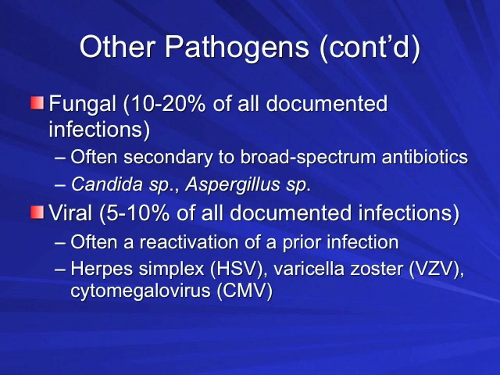And last of all here is viral. Viral infections only make up about 5 to 10% of all documented infections in neutropenic patients, and the vast majority of this is going to be herpes simplex virus, much more so than varicella zoster or cytomegalovirus, which are later infections.